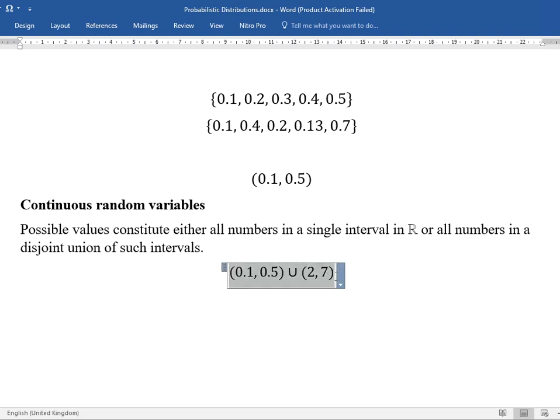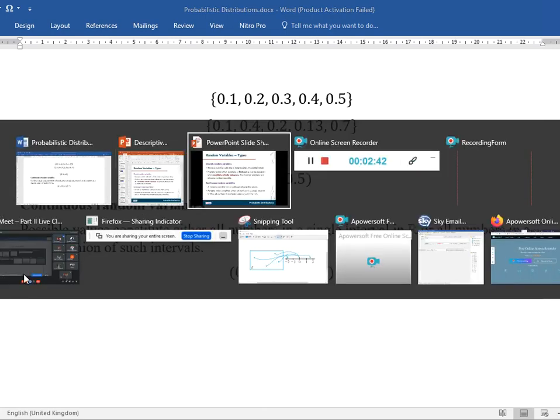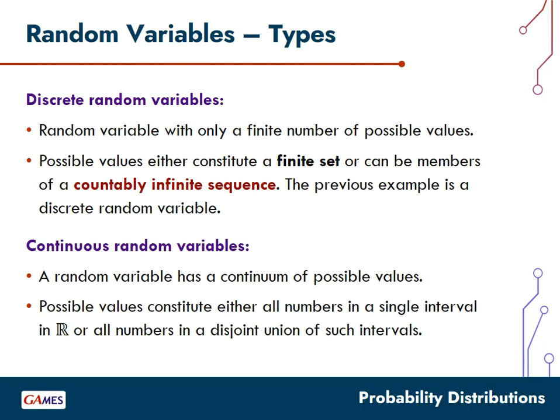So this entire interval is a disjoint union of two intervals. Of course, you can have more than two disjoint intervals that you take their union, and that will form the range of values you'll be considering for your continuous random variable. All right. Cool. Any questions so far before we proceed?